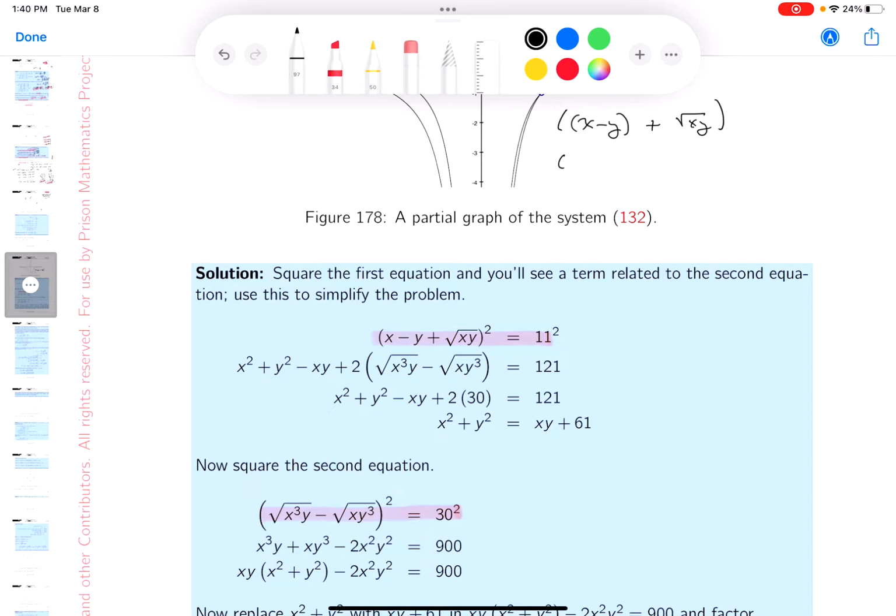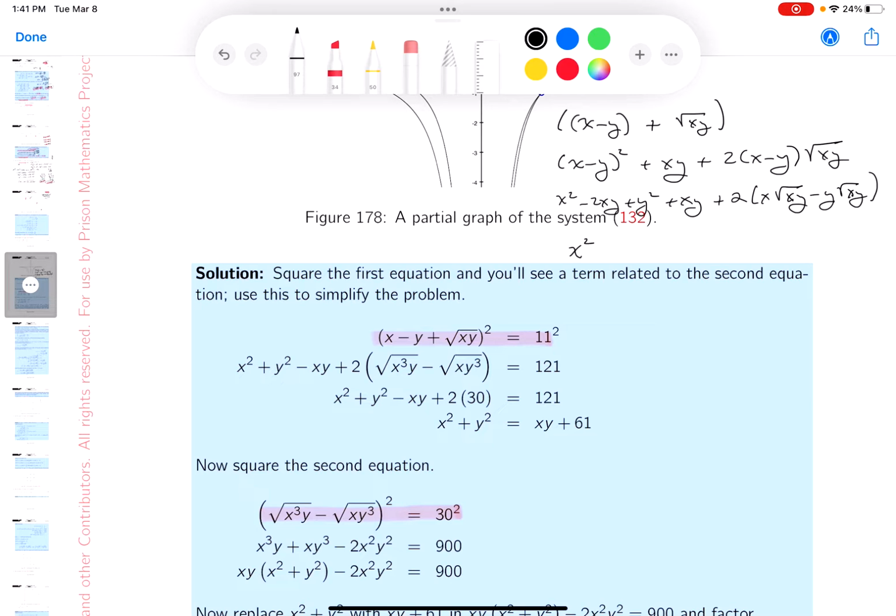Now, if I were to do this, I get (x minus y) squared plus xy plus 2(x minus y) root xy. All right? Then what do you get? By the way, this could introduce an error. I'm not worried about that; we'll talk about that later. Over here, you get x squared minus 2xy plus y squared plus xy plus, I'm going to distribute this now, so it's going to be 2x root xy minus 2y root xy.